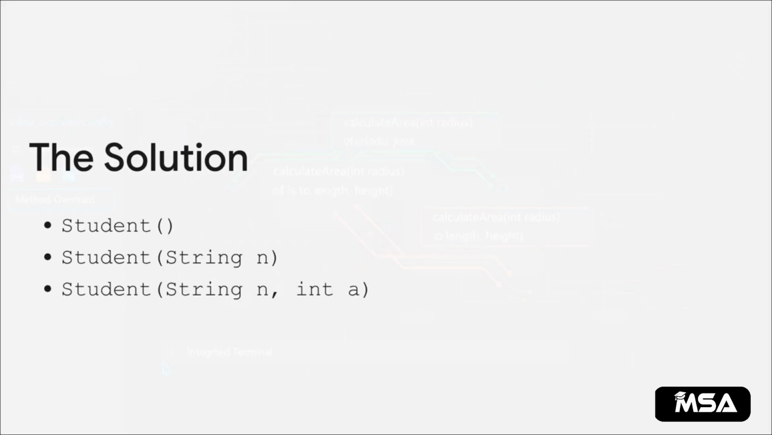Well, the solution is actually super clean. We just create 3 different constructors for our student class. One takes 0 arguments, that's for our placeholder. Another one just takes a name, and the third one takes both the name and the age. It's the same name, Student, but it gives us 3 different ways to build that object.